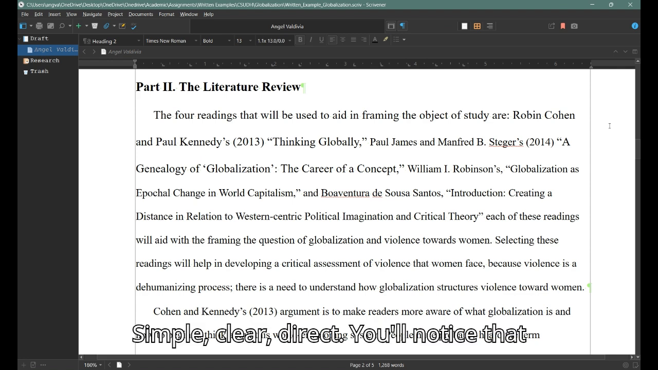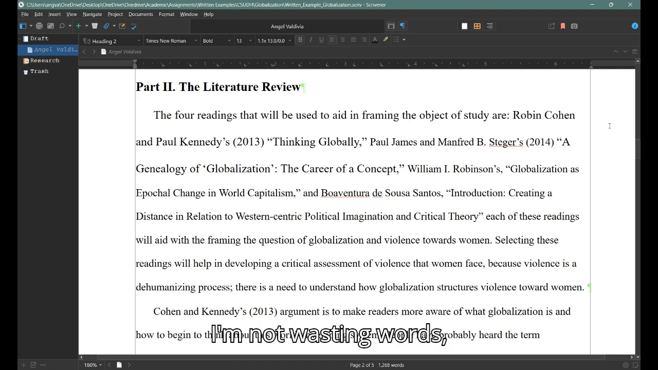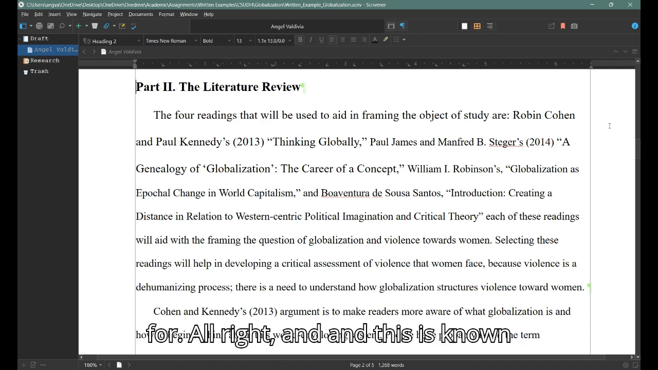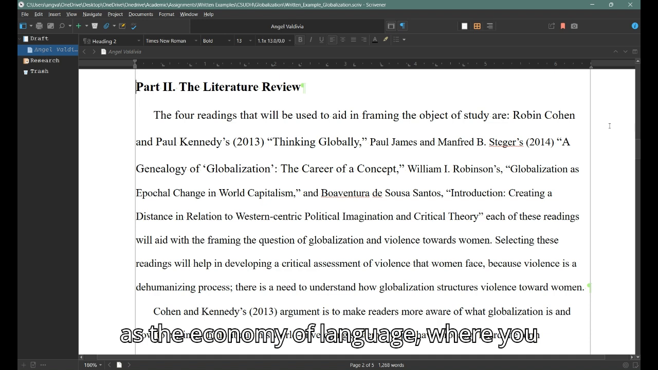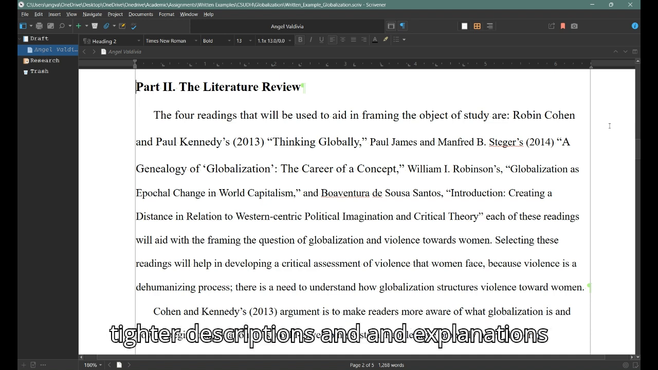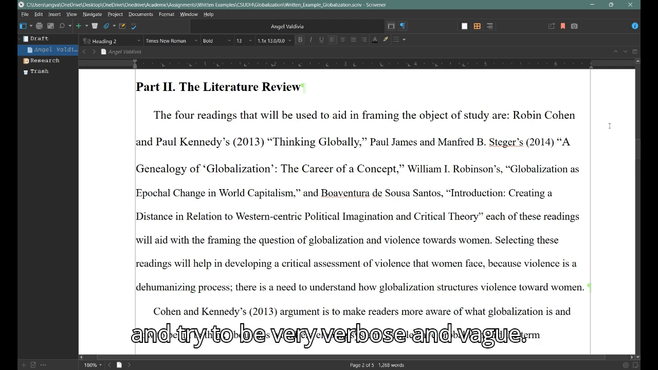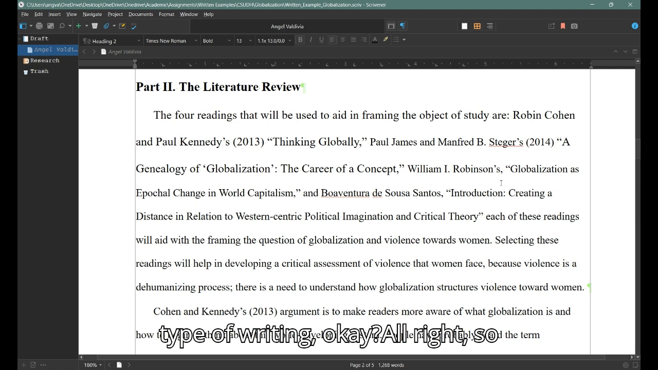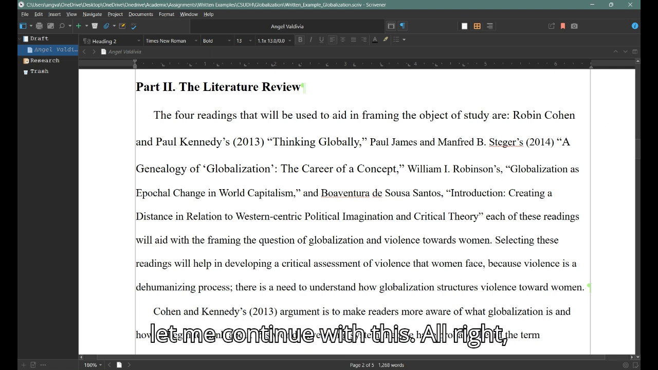Simple, clear, direct. You'll notice that I'm not wasting words as I write. So this is what you also should be striving for. This is known as the economy of language, where you use much tighter language and much tighter descriptions and explanations, rather than being verbose and vague. This is a very specific and direct type of writing. Okay, so let me continue with this.